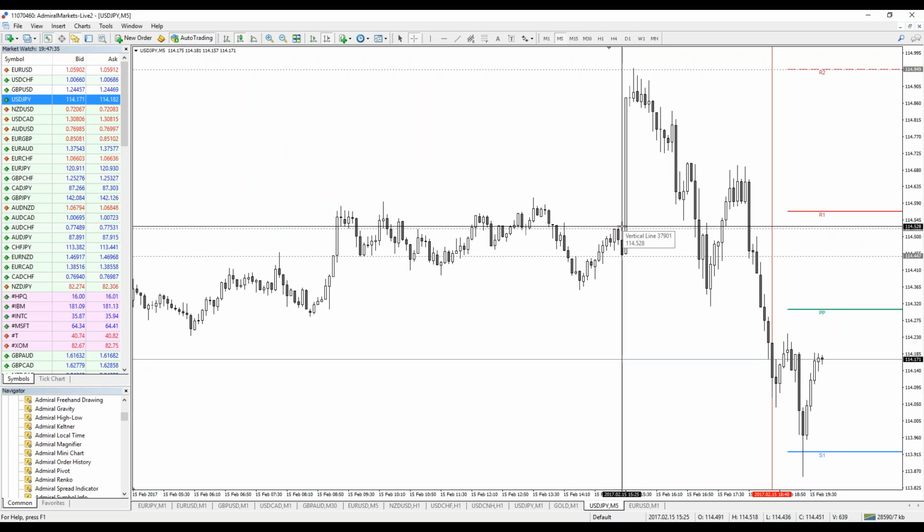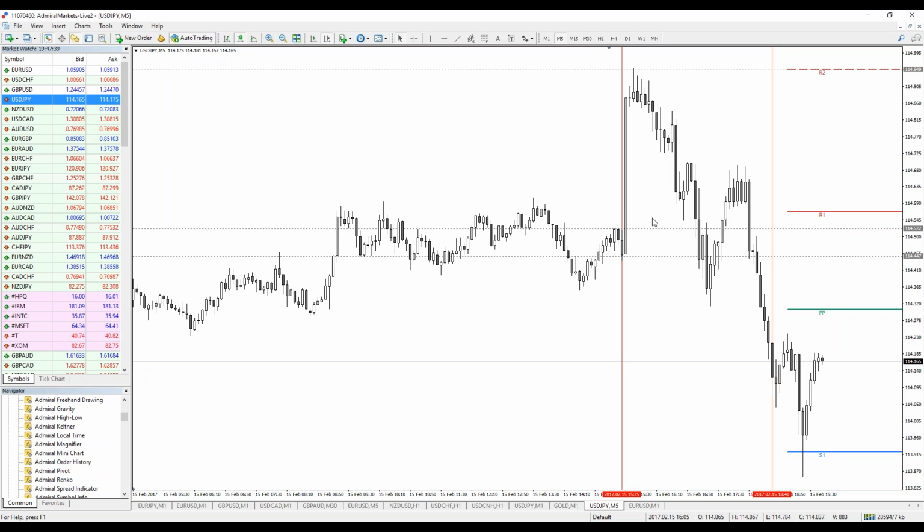So here, new spike, it hit R2, 40 points possible. You see, it was a new spike, and dollar news came much better than expected. That is how you trade, guys. That is how you trade dollar news.